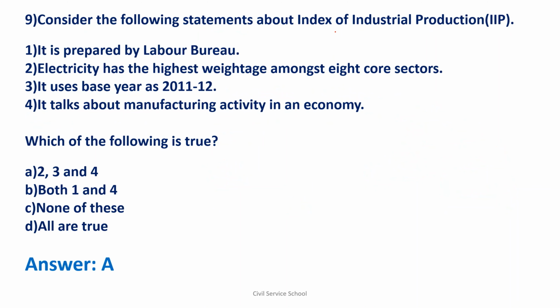Consider the following statements about index of industrial production. It is prepared by Labor Bureau. That is not true. It is prepared by CSO. Electricity has the highest weightage amongst 8 core sectors. There are 8 core sectors like fertilizer and crude oil, etc. And electricity has the highest weightage.